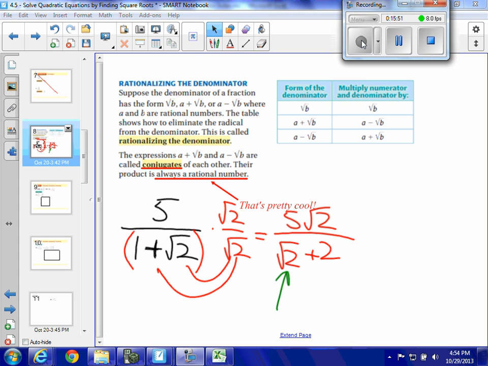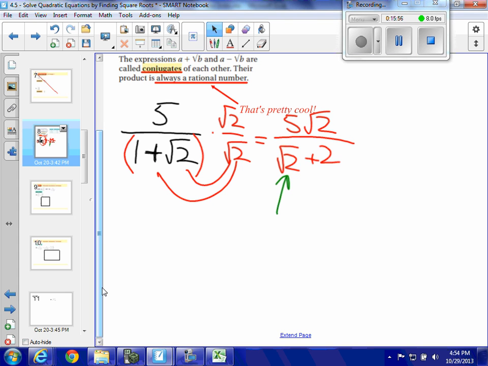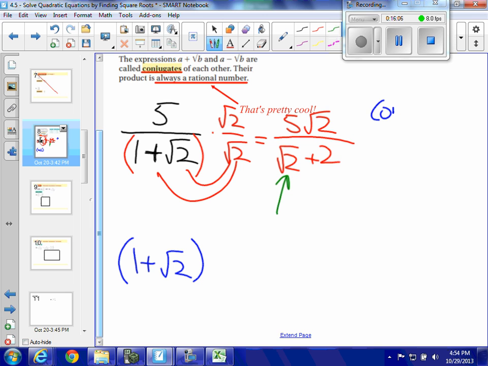So what I'm going to do is this. I'm going to multiply my denominator, which is 1 plus radical 2, by its conjugate. That's an important word. Conjugate. Its conjugate is simply switching the plus or minus sign. So I'm going to multiply it by 1 minus radical 2.